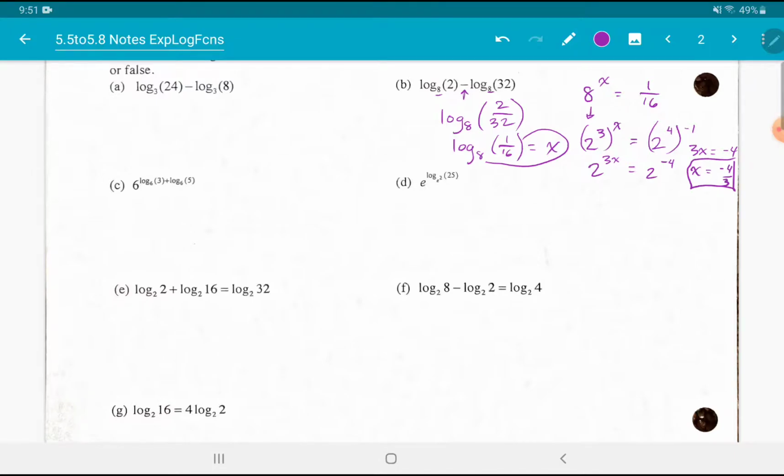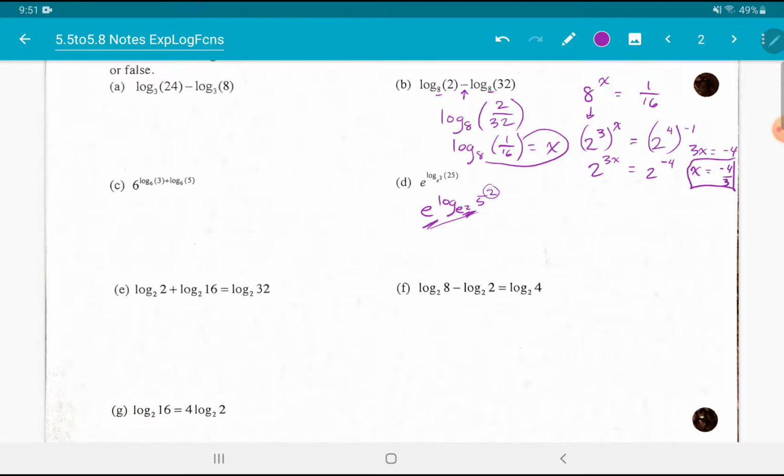Okay. Let's take a look at letter D. e to the log base e squared of 25. That's a little different. Well, what we do see is that we have e to the log base e squared. 25 is the same thing as 5 squared. And I can't cancel these e and log base e squared out because this is just an ordinary e, and this is a base e squared.